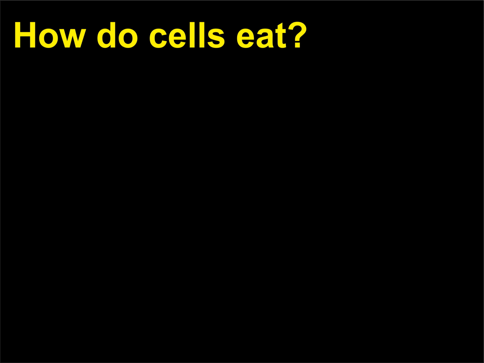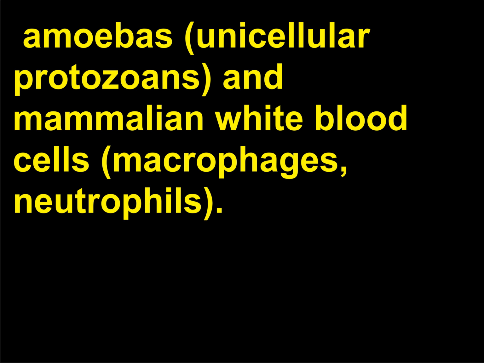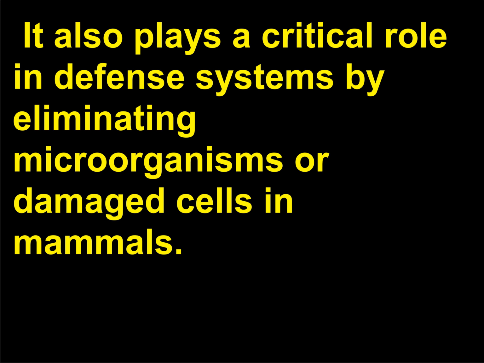How do cells eat? Cells eat by a process known as phagocytosis, which is important to two types of cells: amoebas, unicellular protozoans, and mammalian white blood cells, macrophages, and neutrophils. Phagocytosis is very important because it provides food for the protozoan. It also plays a critical role in defense systems by eliminating microorganisms or damaged cells in mammals.